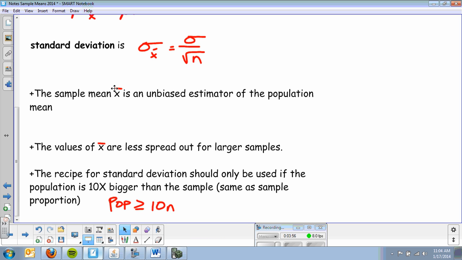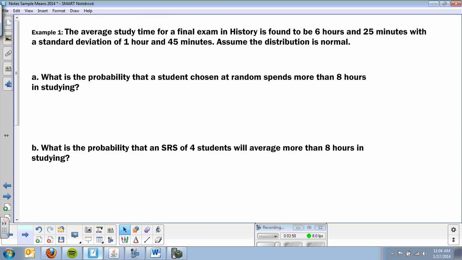Okay, now let's do some problems. So here is an example when we're talking about study times for a history test or a final exam. Let's say that the average study time for a final exam in history is found to be 6 hours and 25 minutes. Again, that's the population mean. And a standard deviation of 1 hour and 45 minutes.